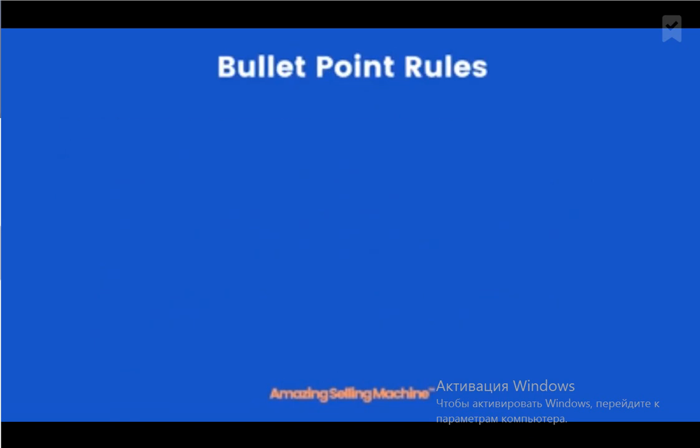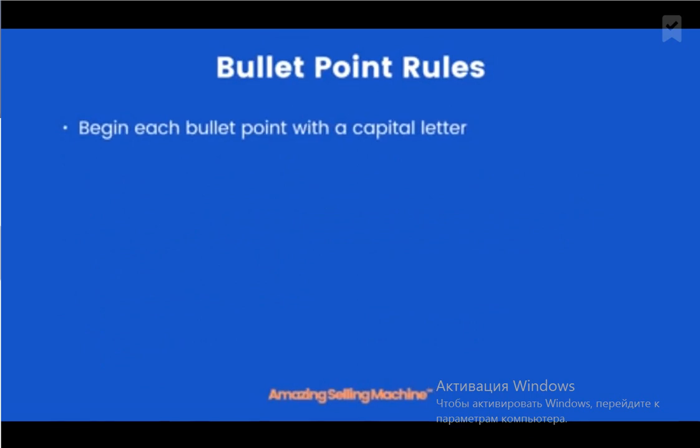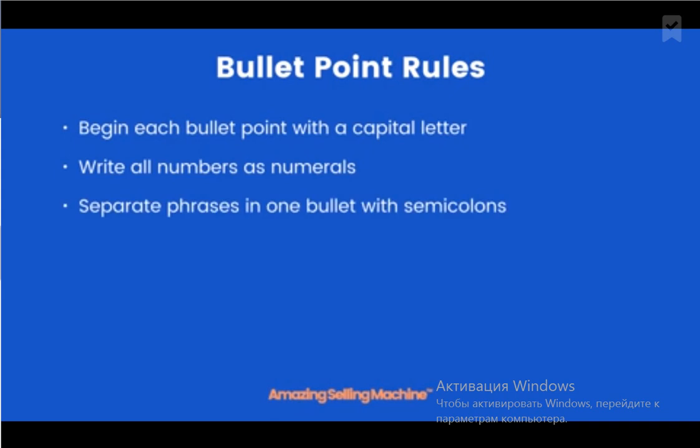So some bullet point rules. Begin each bullet point with a capital letter. Now you can use other capital letters within each bullet point, but the first one must have a capital letter. Write all numbers as numerals, similar to the title. For 3, use the number 3 and not THREE. Separate phrases in one bullet with semicolons. You can also use commas, but if it's more like you're starting a new sentence, then use a semicolon.